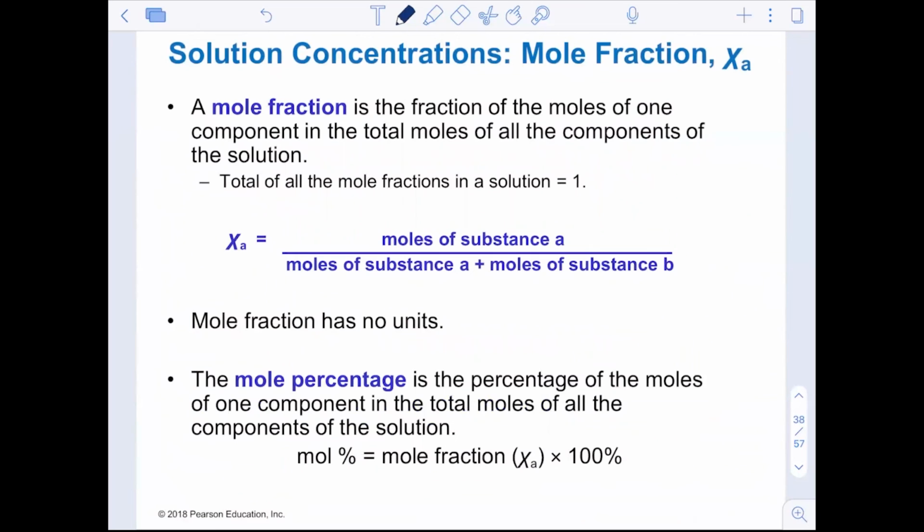So mole fraction we've seen before for understanding gases. We can do them as well for solutions, all right? Mole fraction is moles of one substance over the total moles. Mole percentage, just multiply it by 100.